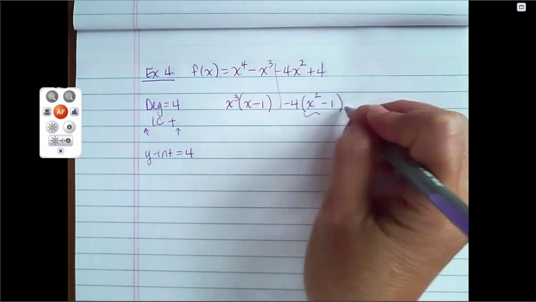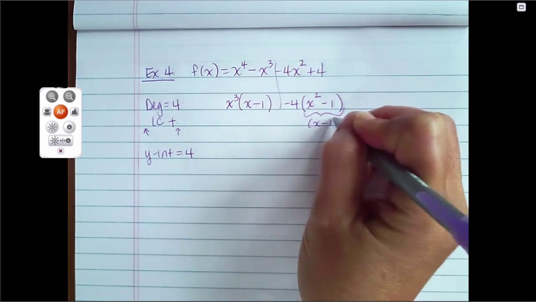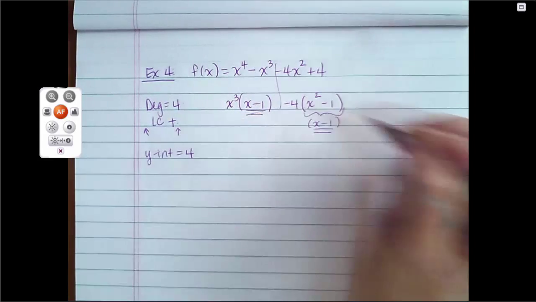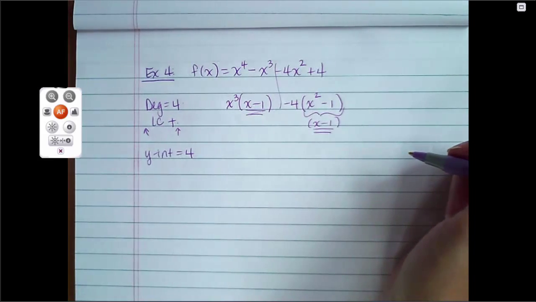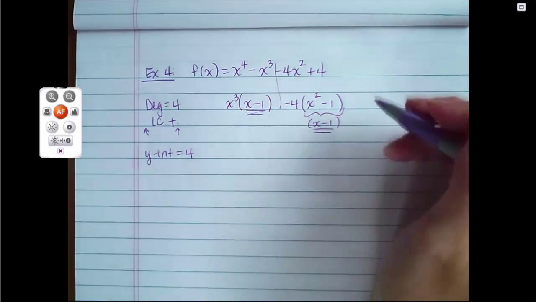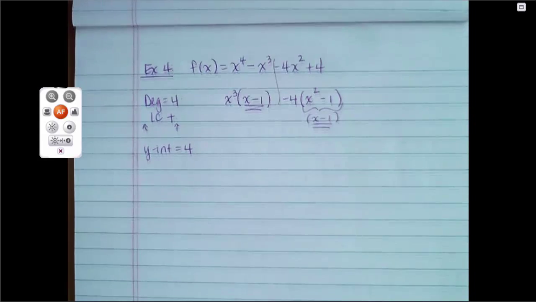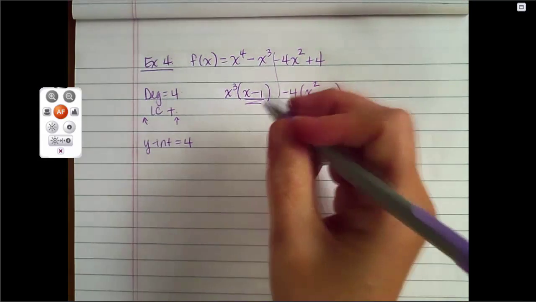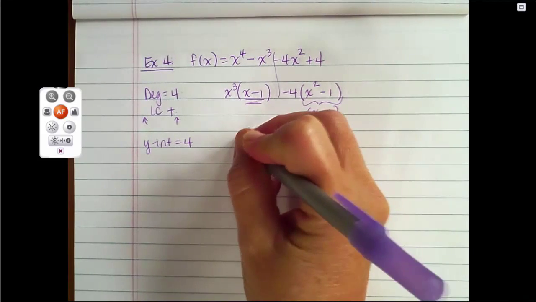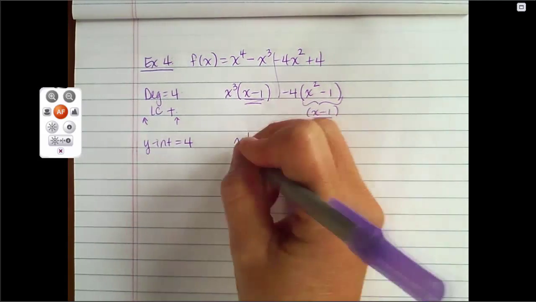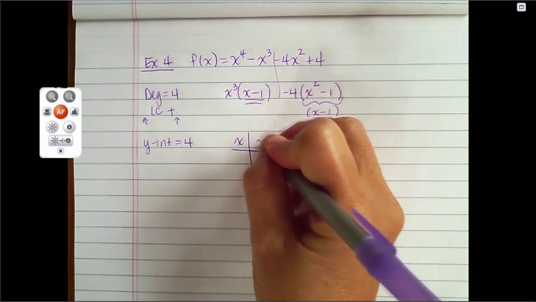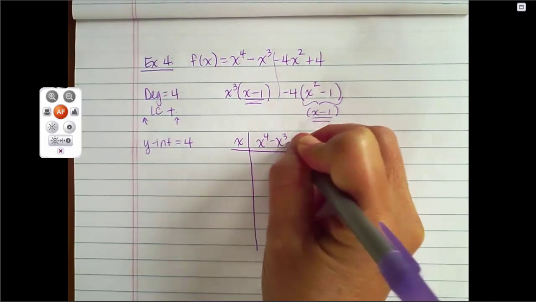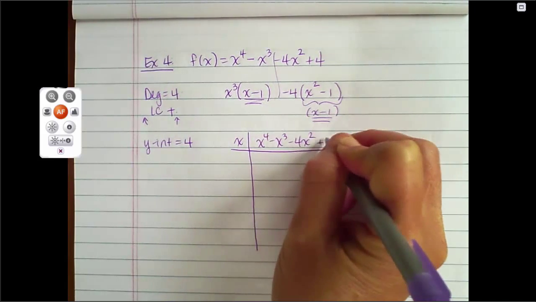One of the factors of x squared minus 1 is x minus 1. So it seems like there's probably a factor of x minus 1, or a 0 at 1. But I'm not too sure. So this is a case where really we're going to rely on a table of values to see what's happening with this graph and go from there. So here I'm going to make a table of values to plug into x to the 4th minus x cubed minus 4x squared plus 4.